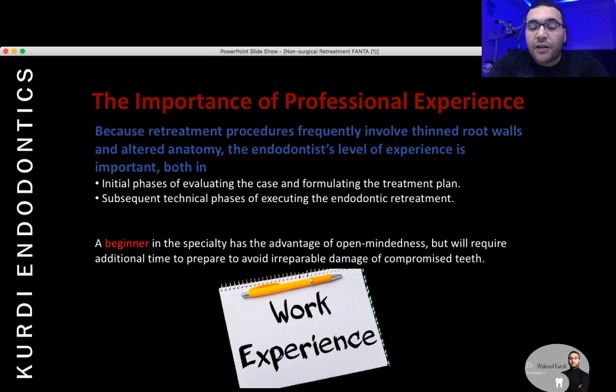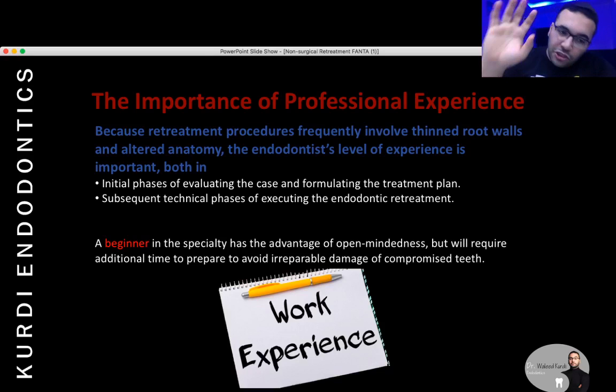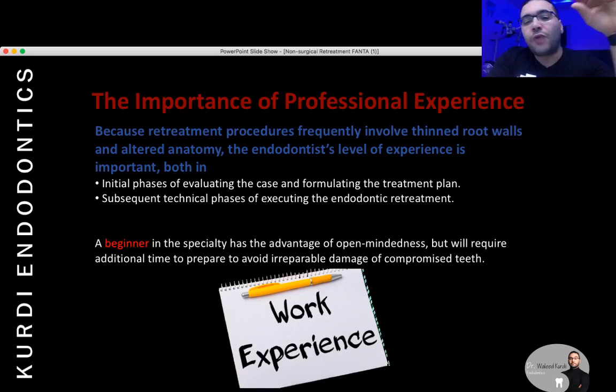cases you are involved with thinner root walls and altered anatomy, and not every general practitioner or even endodontist can deal with such cases. But a beginner in such specialty of endodontics will be very open-minded, but he will just require more time to be prepared to avoid this kind of damage or even deal with this kind of cases.